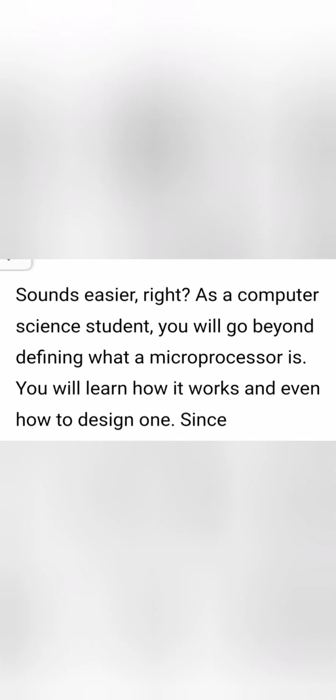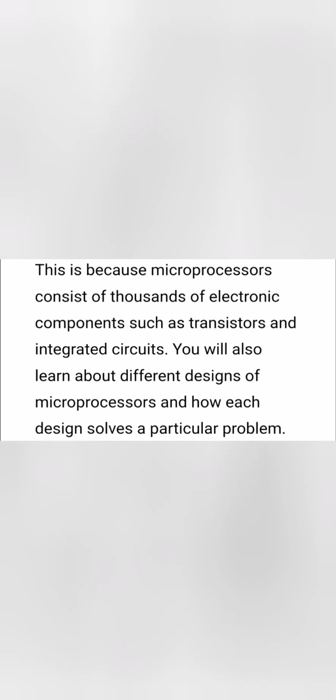But then it will sound easier to you, right? As a computer science student, you will need to go beyond the microprocessor as well, to the design aspect of it. So overall, this topic of microprocessors is quite wide and very technical in nature. Apart from mathematics, you will also require good fundamentals of electronics engineering. Mathematics plus electronics will make your microprocessor subject easier. Since microprocessors consist of thousands of electronic components, such as transistors and IC circuits, designing microprocessors to solve problems is the main area of this learning.